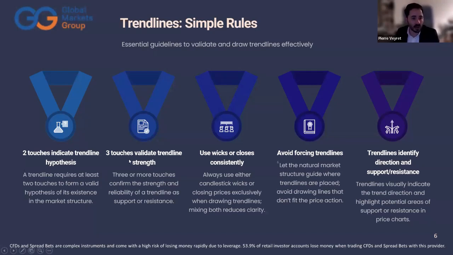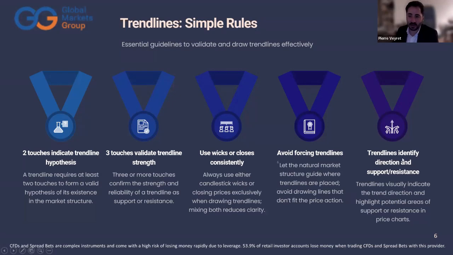Two touches indicate a trend line. Three touches validate trend line strength. Use wicks or closes consistently. Never mix them. This is the golden rule. Avoid forcing trend lines. Let the natural market structure guide where trend lines are placed. Avoid drawing lines that don't fit the price action. Don't force it, just go with the flow. Never chase the market. So never force things in technical analysis. It's easy to see things, but just try to be neutral and analyze brutally, if I may say so.